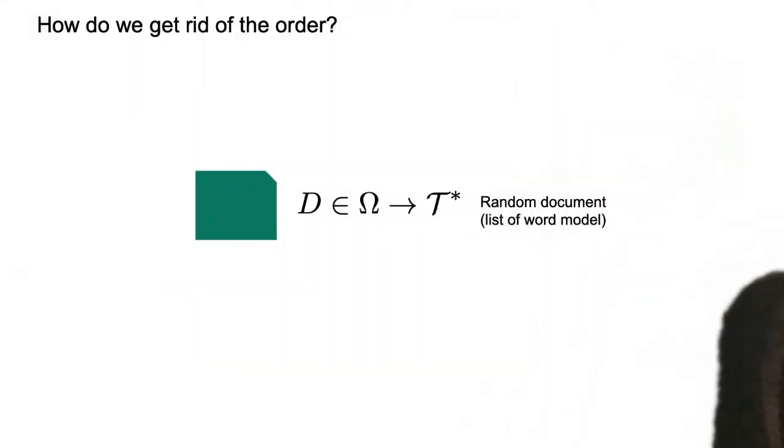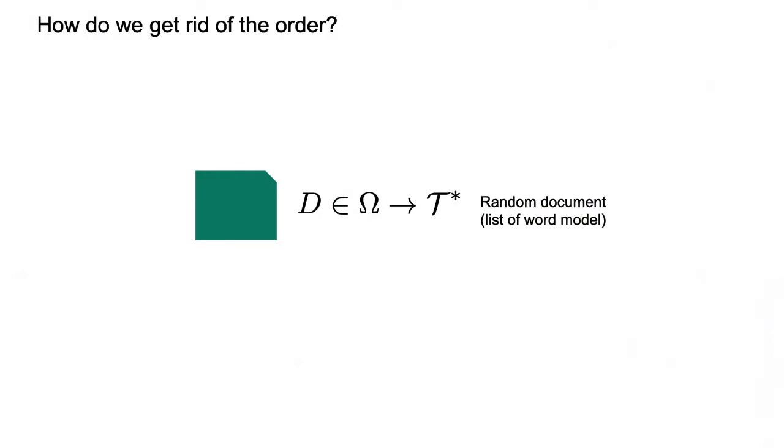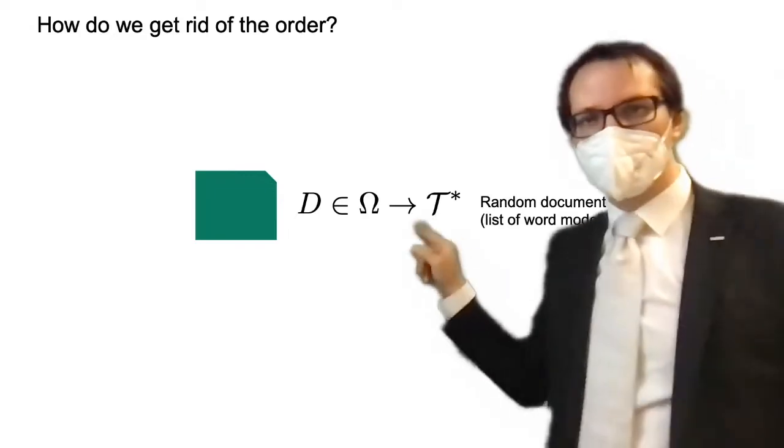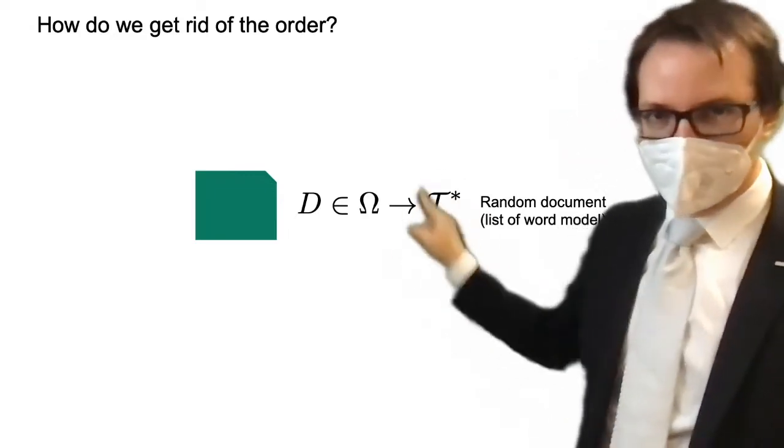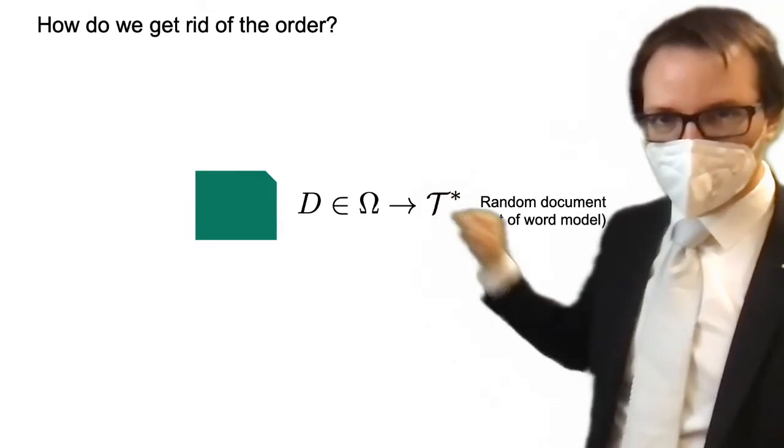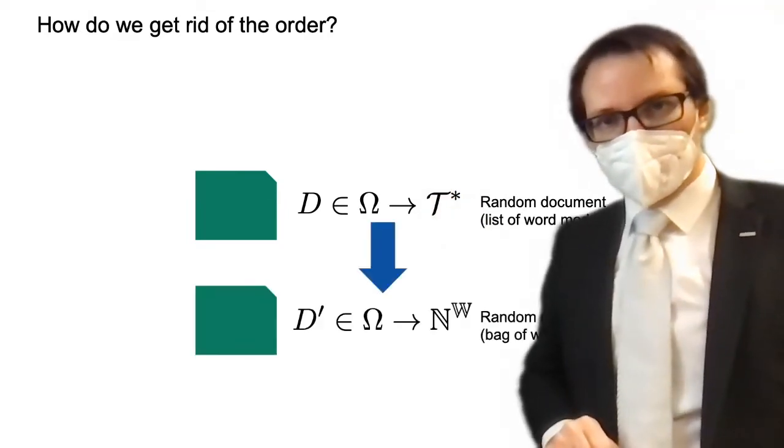Okay, now one more thing. We are in the list of words model. There is an order. So normally, this is what we are looking at: a random variable, this T star, that basically means a sequence of terms of arbitrary length. This is the list of words model.